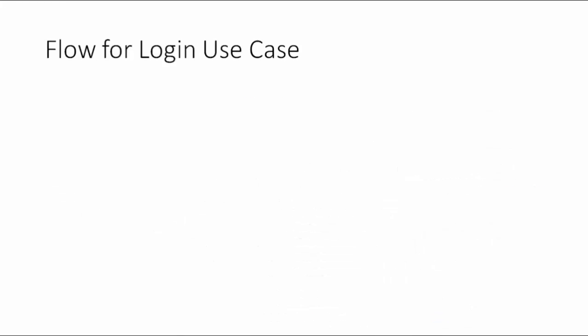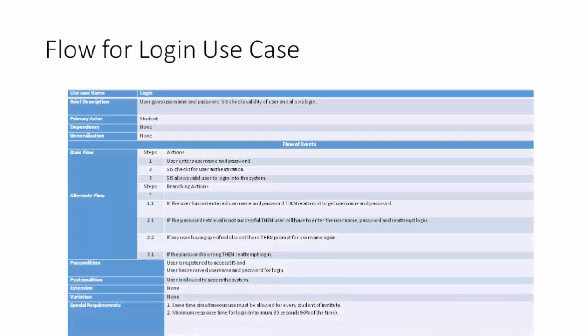Next is the flow for the login use case. For each and every use case, I will explain the use case description, then the activity diagram of that use case, and then the sequence diagram of that use case. So first, the use case description for login. The user will enter username and password, and then the student information system will check for user authentication. If the authentication is successful, then the student information system will allow the user to log into the system.